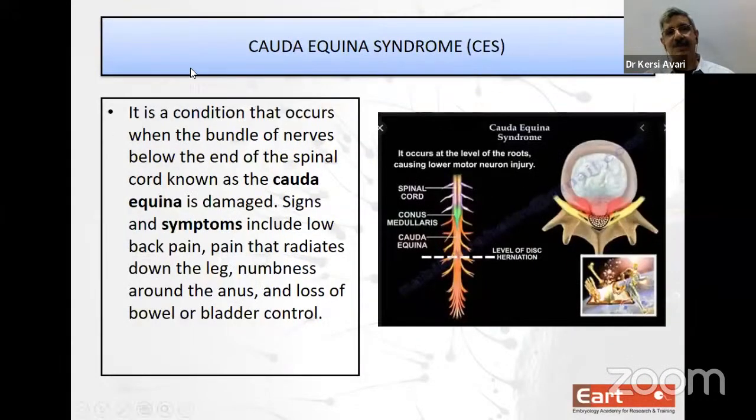Now, this is a famous phenomenon, cauda equina syndrome. The bunch of nerves, what we call cauda equina, is damaged. So the pain radiates lower down. It also affects the anal part. It also affects the bowel part, and bladder emptying is all compromised.